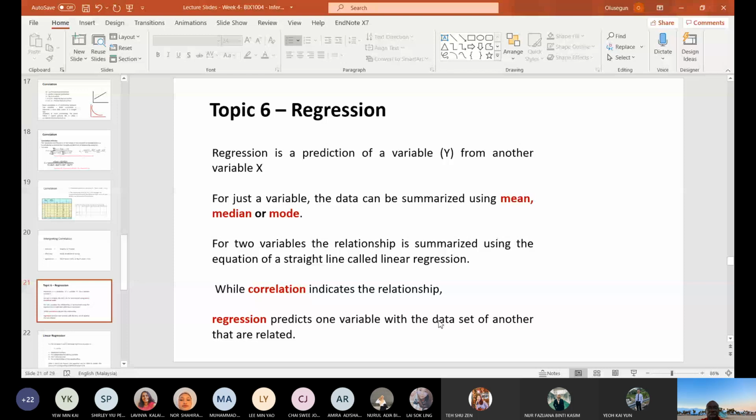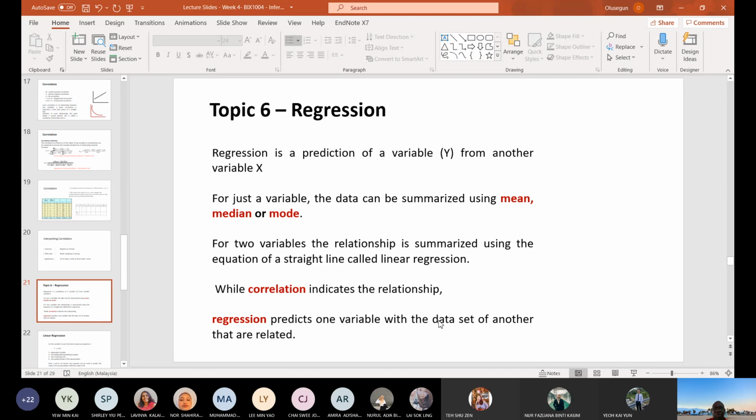However, when it turns out to be two variables, where one has an impact on the other, then we call it regression. Now, when we call it regression, even a regression between two variables can equally be determined by their correlation, by the strength of a relationship.